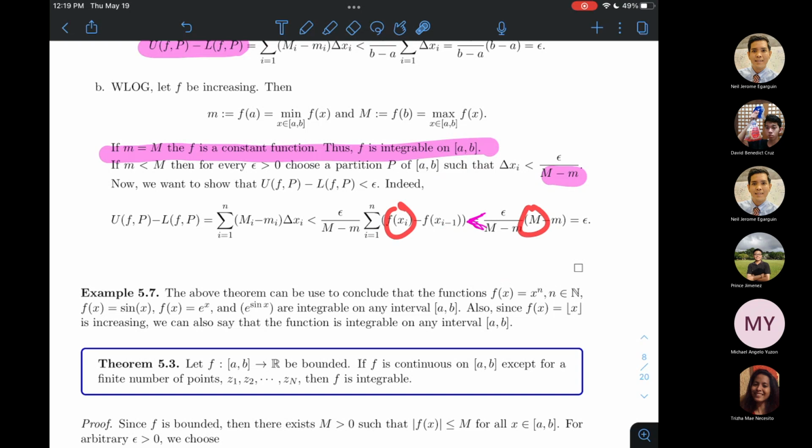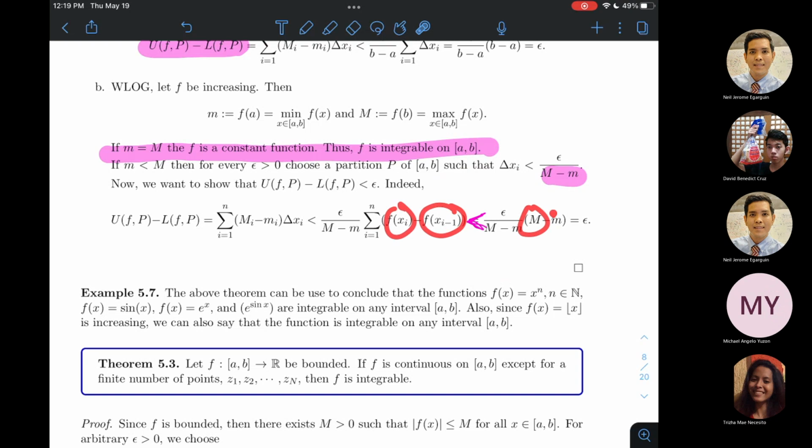Ito ay mas maliit dito. Ito ay mas maliit kesa dito. Ito ay mas malaki kesa dito. So I should get a larger number. Okay? Kasi ito yung dahilan kung bakit pinili ko yung length to be less than epsilon over M minus m. Kasi alam ko meron akong matitirang factor dyan na M minus m yung lalabas. Or actually, check that. Tama pala to. Ayan, nagets ko na kung bakit.